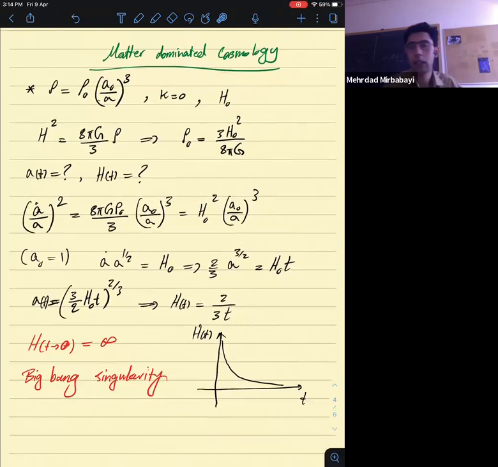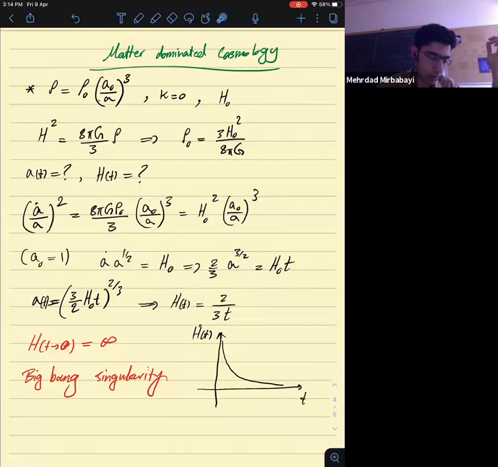If today I measure the Hubble parameter, the energy density of the universe, and the spatial curvature, then I can determine the history of the universe, assuming that this is the only matter content, and nothing dramatic or no phase transition happens at earlier times. I would know that my universe started from a singularity.